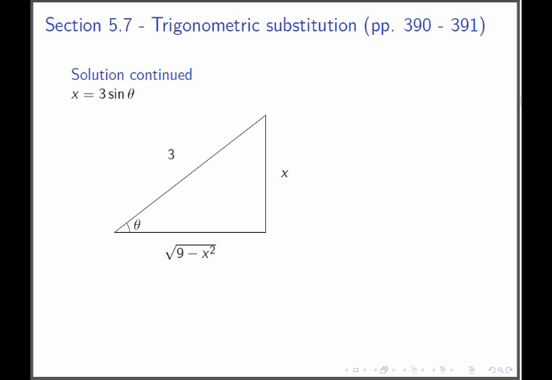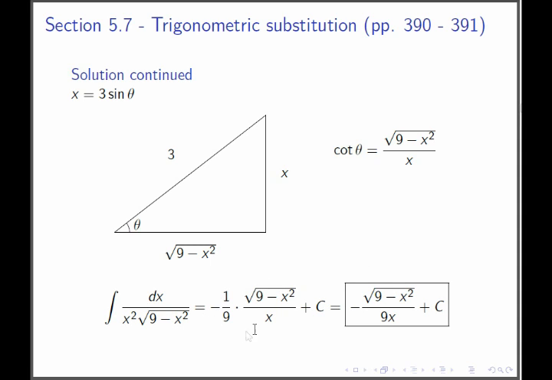Okay, well now that we've finished this triangle, we can simply write down what cotangent theta is. It's, let's see, tangent theta is opposite over adjacent, so cotangent is adjacent over opposite. And so that's how I get this fraction here. Well, this is good because now we can back substitute like we needed to, and here's our final answer for this integral.